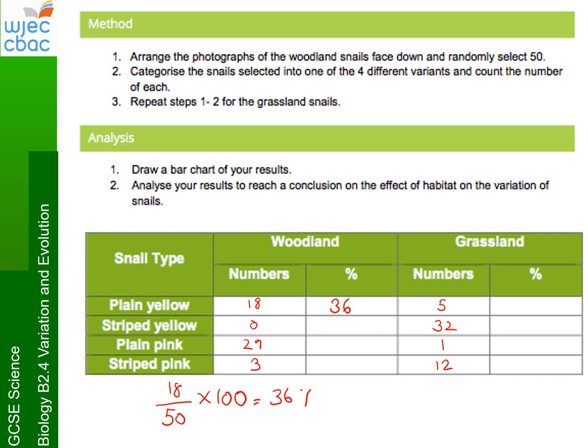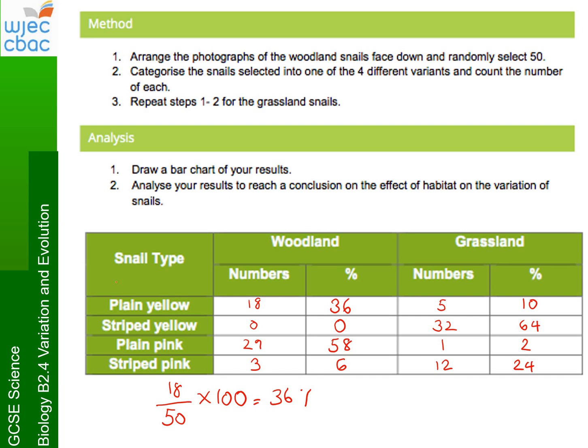So hopefully you've calculated your percentages. This second one here was nice and easy. It was 0. Our plain pink was 58. Our striped was 6. Our grassland plain yellow was 10%. Our striped yellow was 64. Our plain pink was 2. And our striped pink was 24%. So now you've got that data, I want you to draw some graphs of these results.